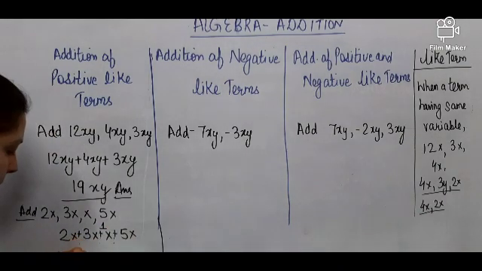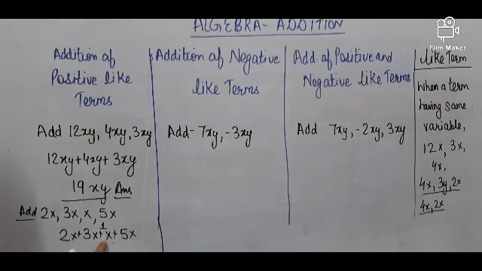Okay. So we will add it up also. So 3 plus 2 is 5. 5 plus 1 is 6. And 6 plus 5 is 11x. So 11x is the answer. In this way, we can do addition of positive like terms. I hope it is clear to you.